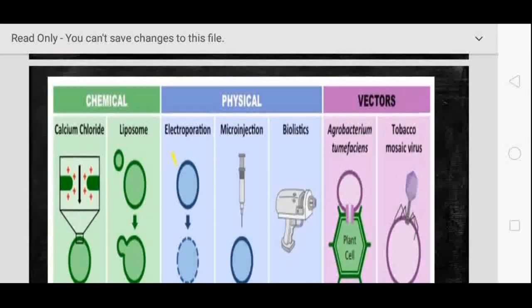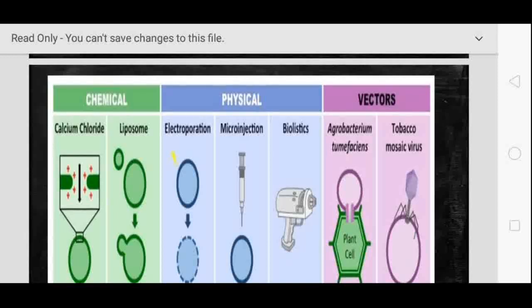First one is called chemical mediated gene transfer. By using some chemicals such as polyethylene glycol, dextran sulfate, calcium chloride and liposome, these are the different chemicals we are introducing into the host cell. As a result, the DNA can be taken up into the plant protoplast. So by using some chemical agents, we are inducing the DNA to take the desired gene of interest into the plant cells. This is called the chemical method.